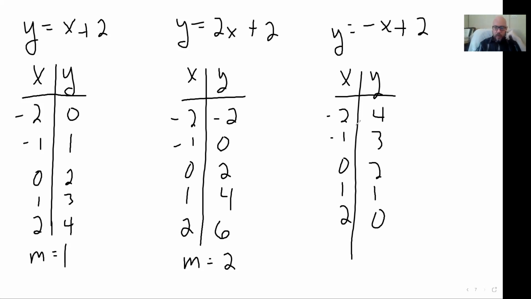Now notice here what happened. When the x's increased by 1, the y's went down 1. They didn't go up. That's because the slope here is negative. That's what negative slope looks like. It's when x increases, y decreases.